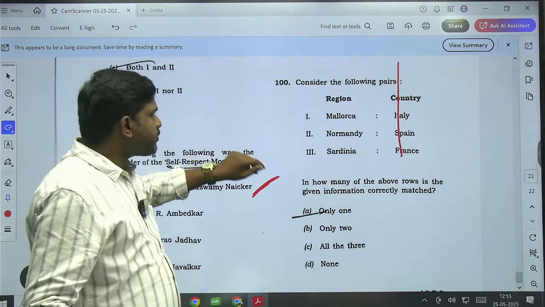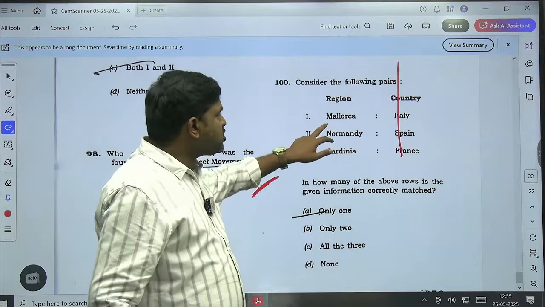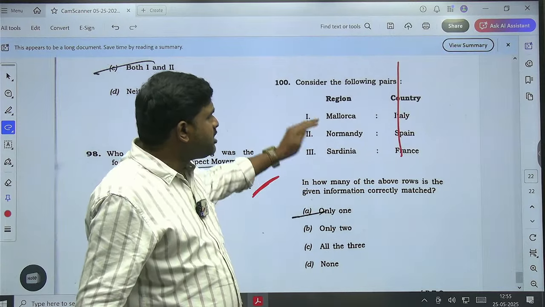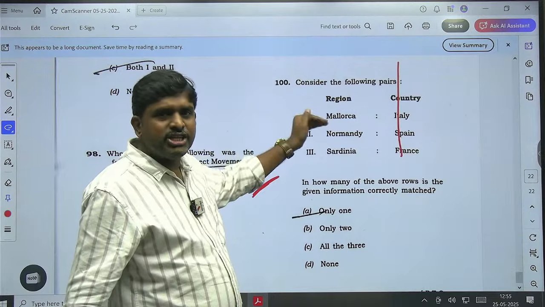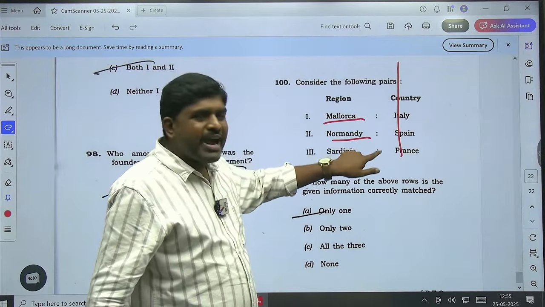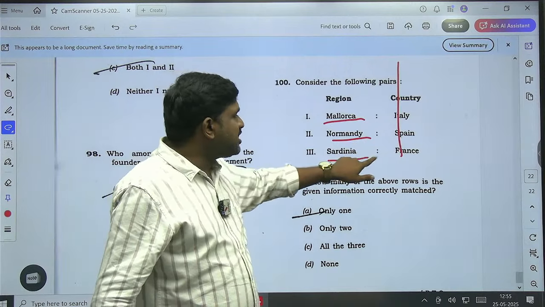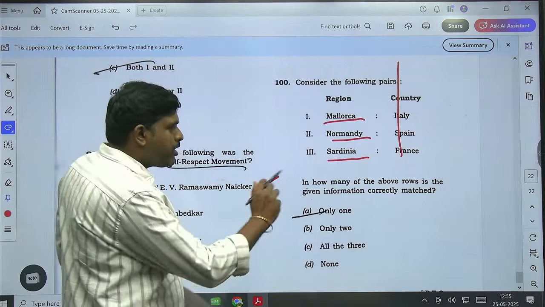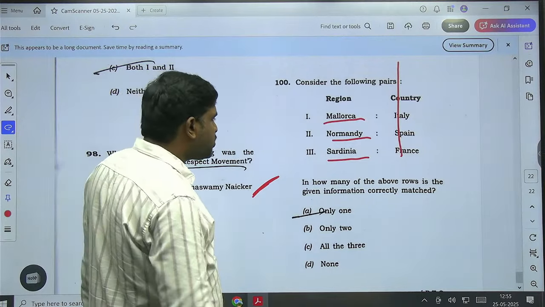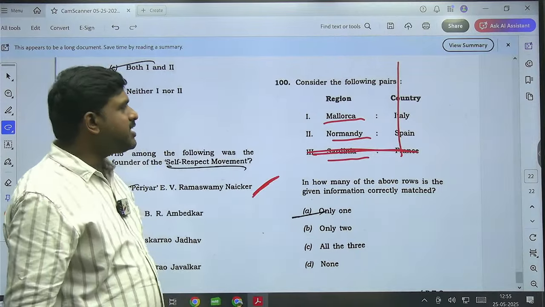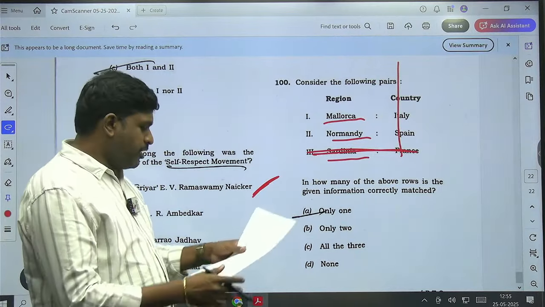100th question, consider the following pairs. In how many of the above rows is the given information correctly matched? It means the region and the country. Mallorca, Italy; Normandy, Spain; Sardinia, France. So in how many of the above rows is the given information correct? So 3 is wrong. Sardinia is not France. Sardinia is Italy. So how many of them are correct?